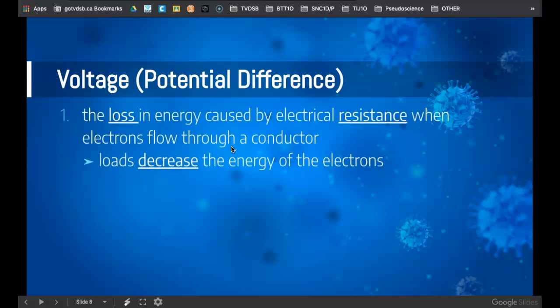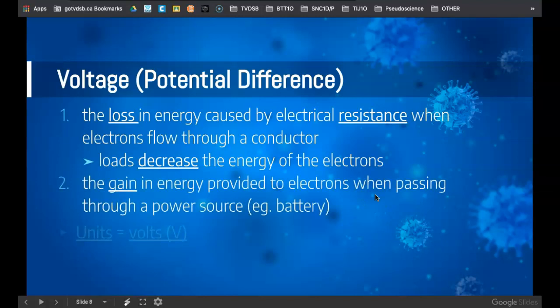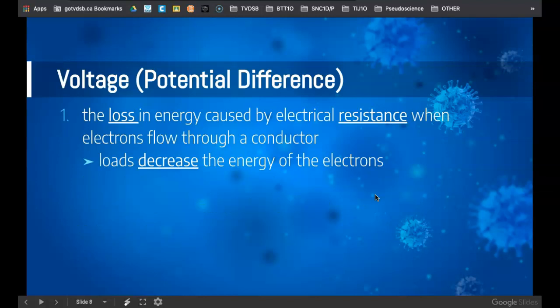All right. So there are two ways to look at this. Number one is the loss of energy caused by electrical resistance when electrons flow through a conductor. What that means is when the electrons pass through either a wire or when they pass through a load, they are going to lose energy. Right? So that energy is going to be consumed by the load and then turned into something else. It could be turned into light, it could be turned into heat, it could be turned into stored energy, for example, if you plug your phone into the wall.